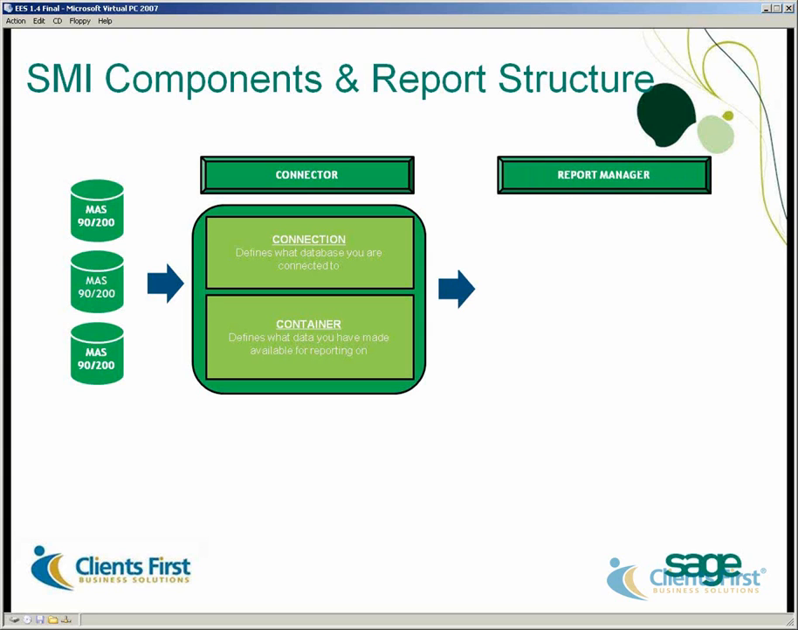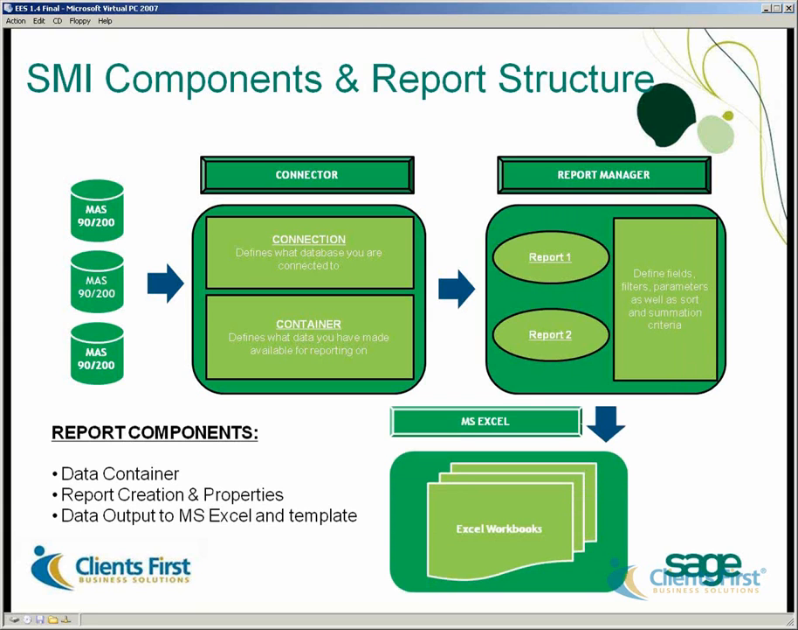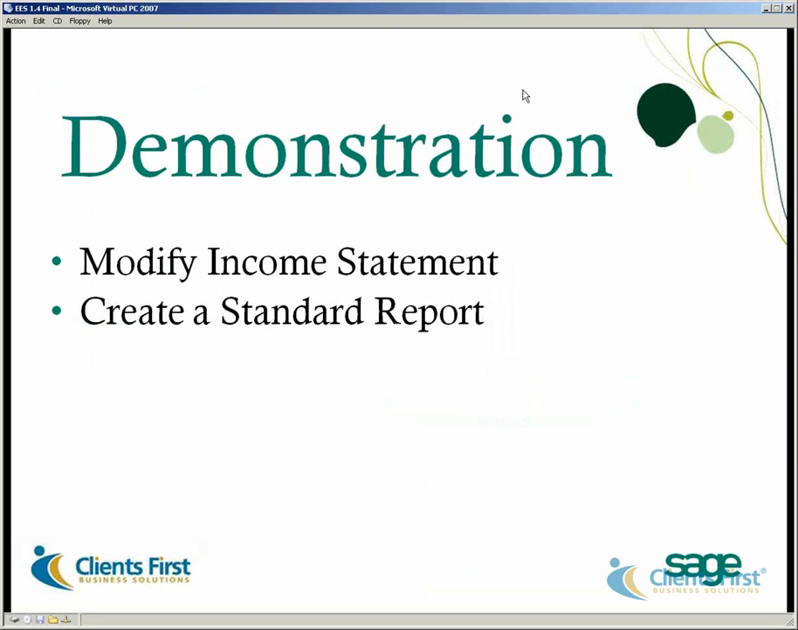And then with that container, now you go to the report manager because now you have the selected fields that you need. And now the report manager, you put them in Excel. You put them in rows, in columns. You do your calculations, and you get all of the aesthetics that you like to see on your report. So this is the report structure using the connector, going to the report manager, and then again, as we know, the output is Microsoft Excel. And once again, your distribution options are still there, whether you want to put it on a web server, email it, or view it. Okay, so that is our components and report structure.